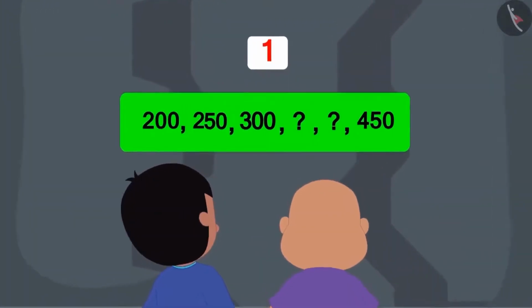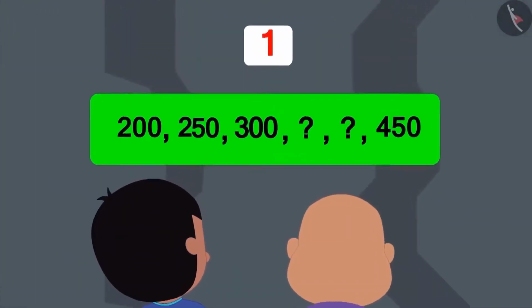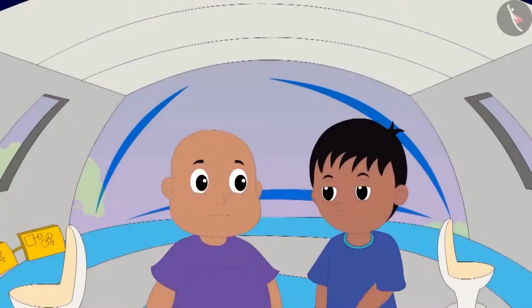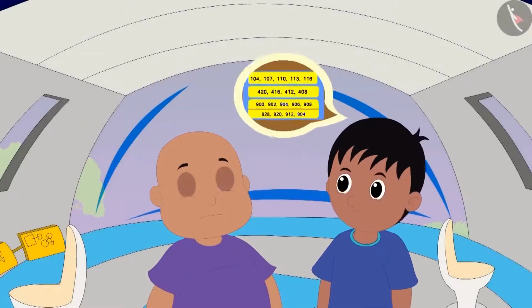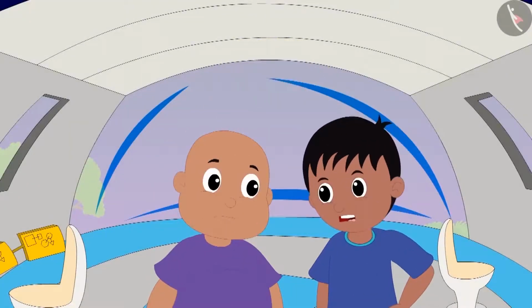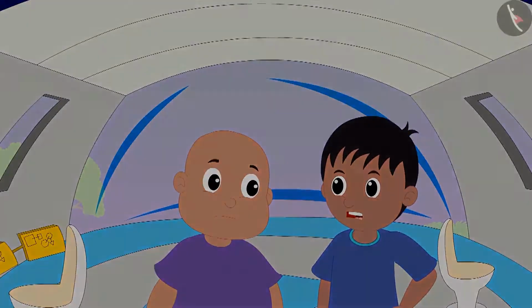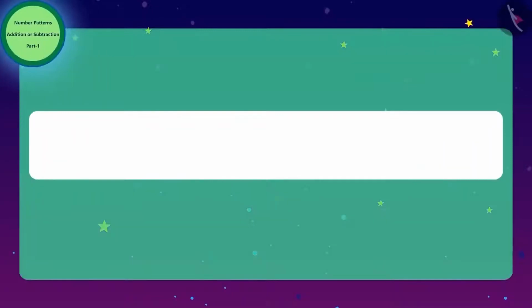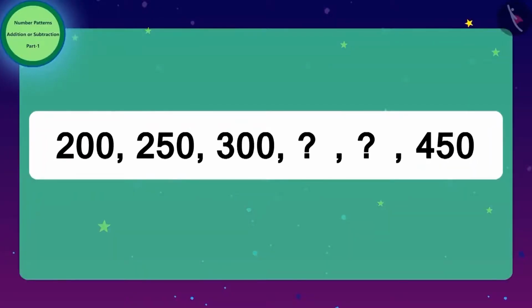Raju and Bablu saw a door in front of them on which the code was written. Raju told Bablu that he had solved Jeev's codes before, but these numbers were very large. Bablu told Raju that they should look at the numbers in order. So what should Bablu and Raju do now?